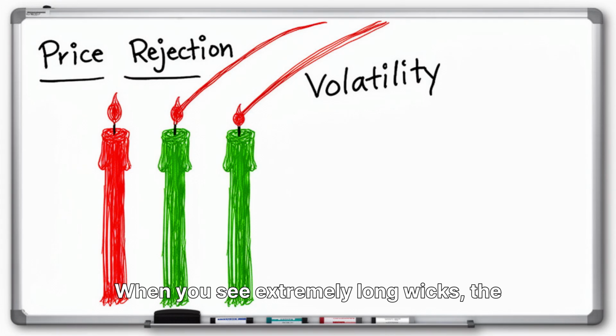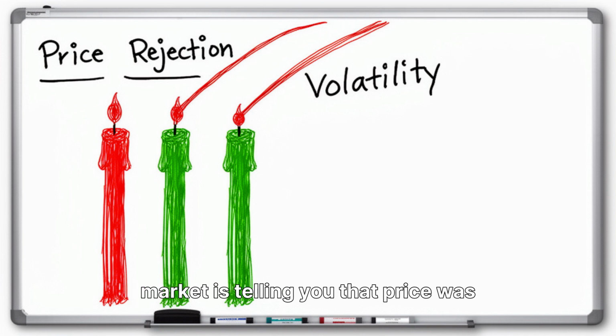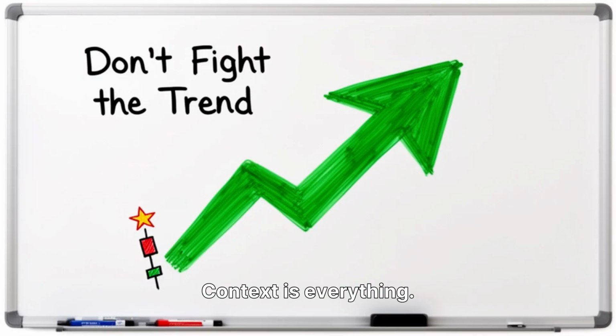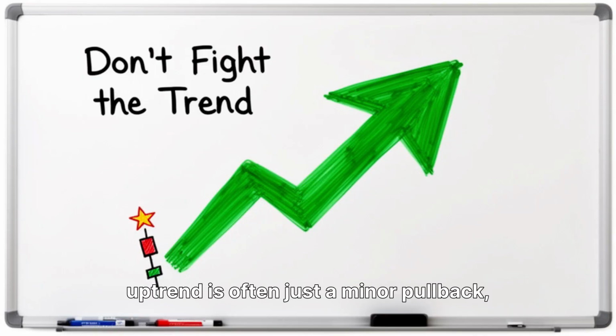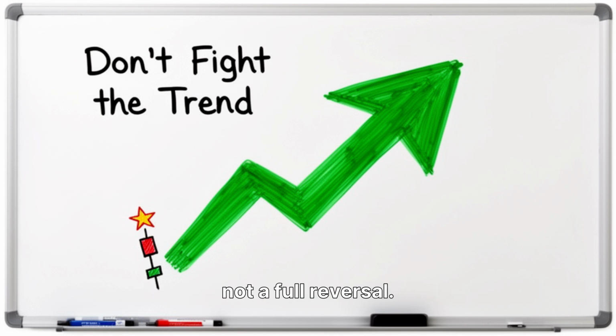When you see extremely long wicks, the market is telling you that price was rejected at those levels. Pay attention. Context is everything. A single bearish candle in a massive uptrend is often just a minor pullback, not a full reversal.